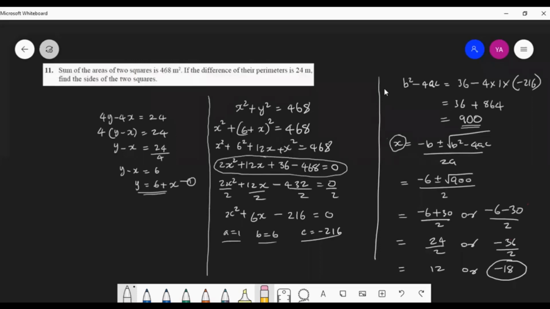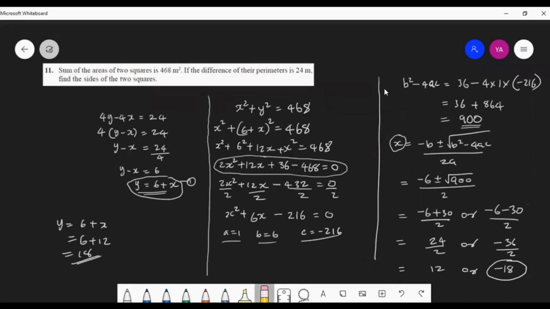So what will be the side length of the larger square? That is y is equal to 6 plus x, right? Then you substitute the value of x. So you'll get 6 plus 12, you will get 18. So the sides of the squares are 12 and 18. So we completed the answer.